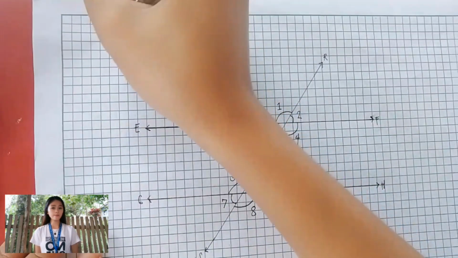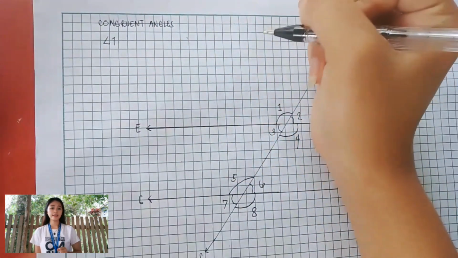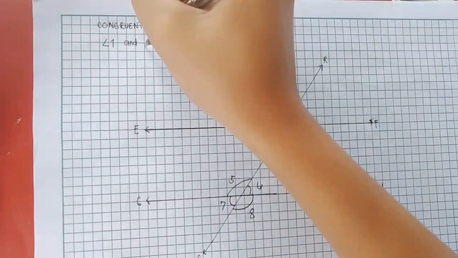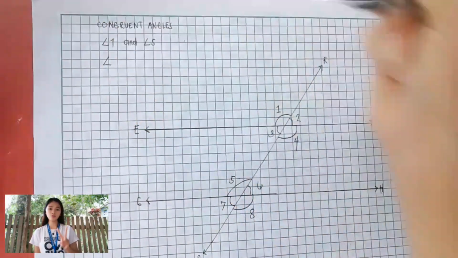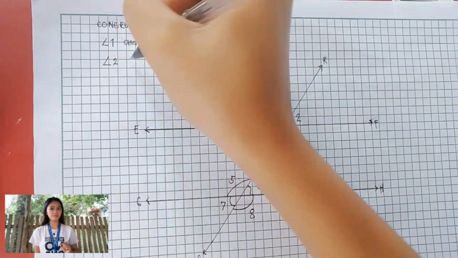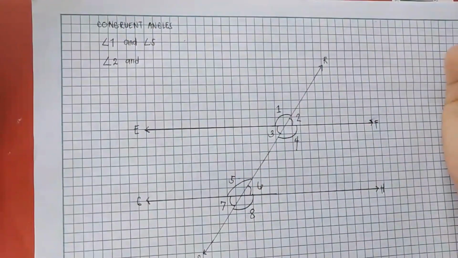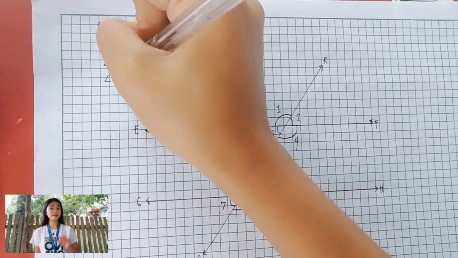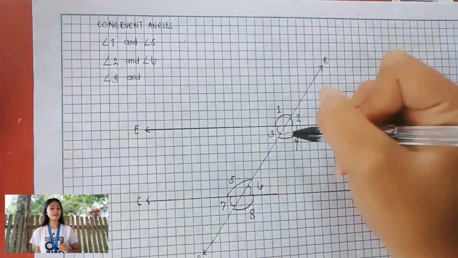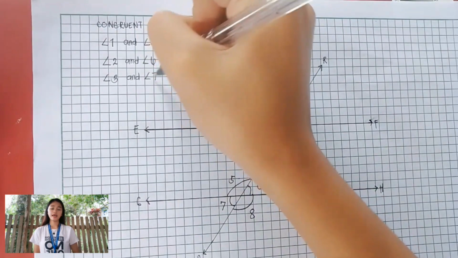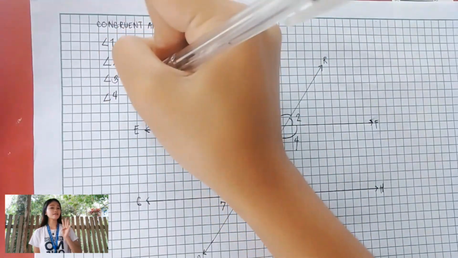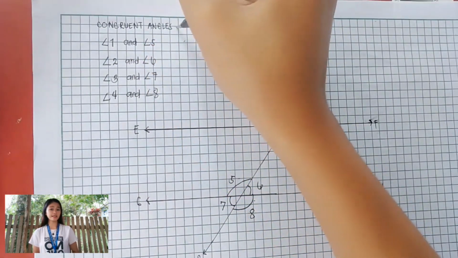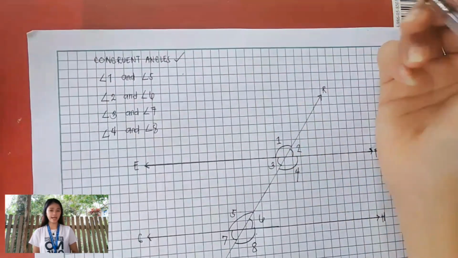So the congruent pairs are angle 1 and angle 5, angle 2 and angle 6, angle 3 and angle 7, and lastly, angle 4 and angle 8. So those are the congruent angles for that figure.